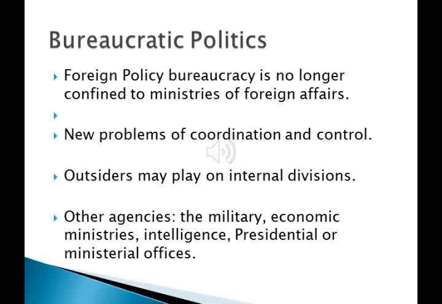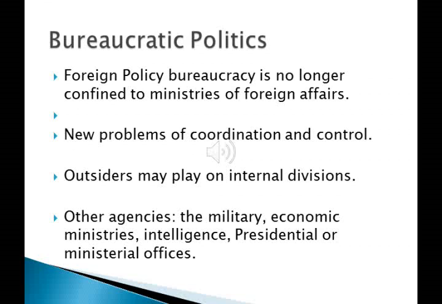So bureaucratic politics is making a very important claim. Foreign policy bureaucracy is no longer confined to ministries of foreign affairs, meaning that other ministries are involved too. So the intelligence, the economic ministries, the military. So other units or other entities are involved in making foreign policy decisions, and not only the Ministry of Foreign Affairs. This will bring us to a very important problem.